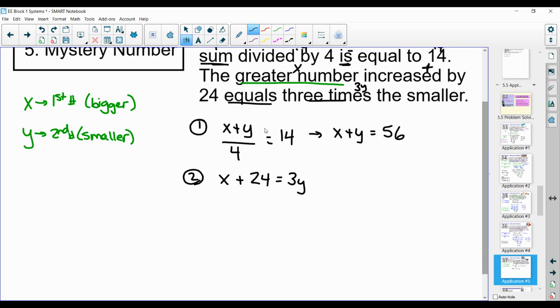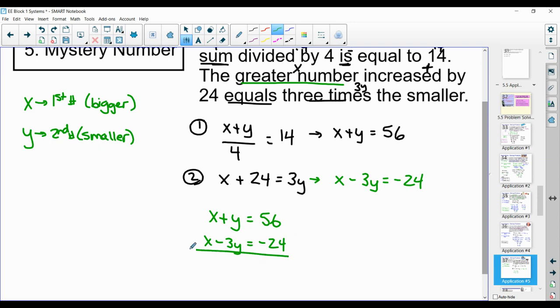All right. So this particular question, again, I decided to use elimination. And so I have x plus y equals 56. And I'm going to rewrite this one here: x minus 3y equals negative 24. So I'm rewriting it so that I can line it all up. Remember that when we switch sides, we switch signs. We're going to put brackets around this. And these are the same signs, so I'm going to subtract.